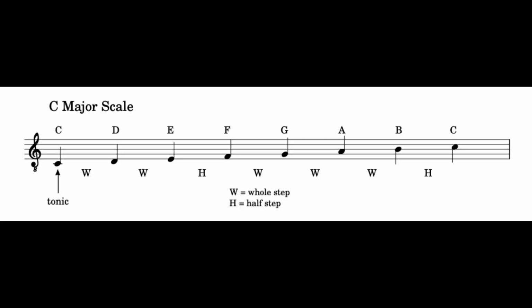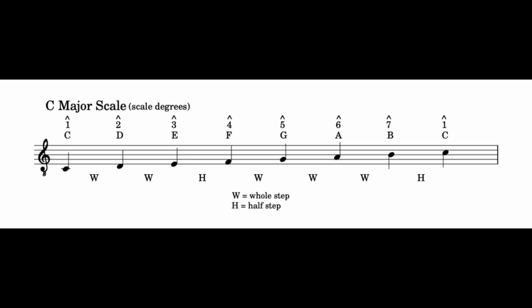If we organize this collection of pitches to begin and end on tonic, then we have a C major scale. Here is what that looks like in standard notation. Notice that the intervals between notes in the scale are either whole steps or half steps. Here's the thing to remember. This pattern of whole steps and half steps is always the same for every major scale.